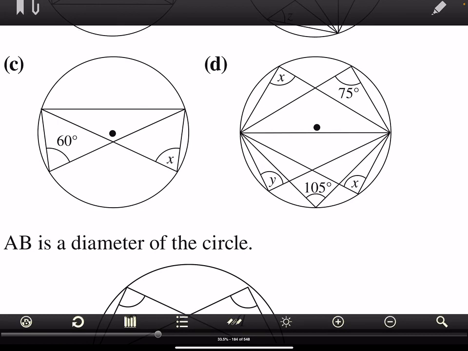C. Oh, that looks quite simple. Angle of x is also 60. Simple. Once you understand, it becomes simple. Now D poses a different threat, as they say. It looks like it. But if you know your rules, you will get it in exactly 5 seconds.